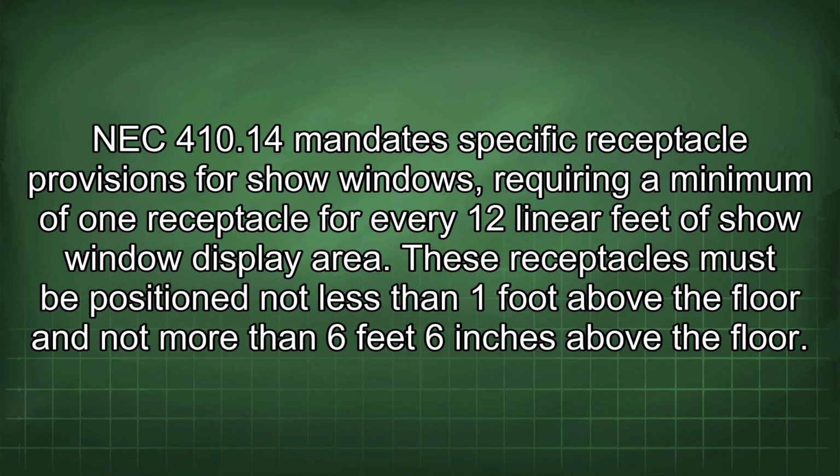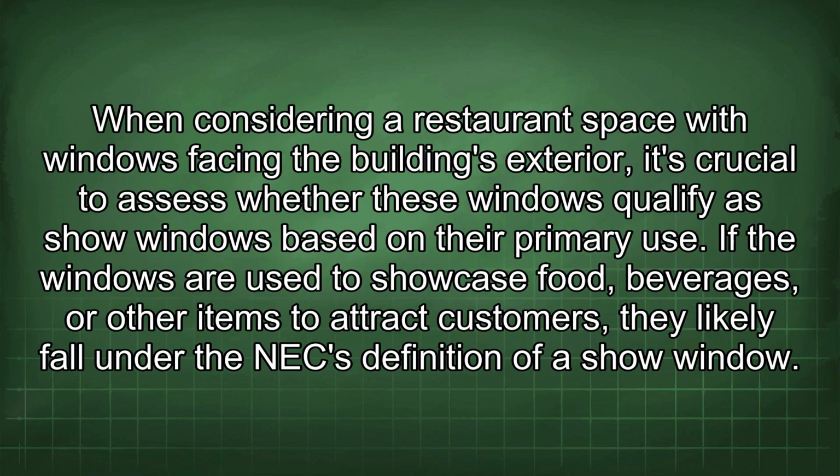These receptacles must be positioned not less than 1 foot above the floor and not more than 6 feet 6 inches above the floor. When considering a restaurant space with windows facing the building's exterior, it's crucial to assess whether these windows qualify as show windows based on their primary use. If the windows are used to showcase food, beverages, or other items to attract customers, they likely fall under the NEC definition of a show window.